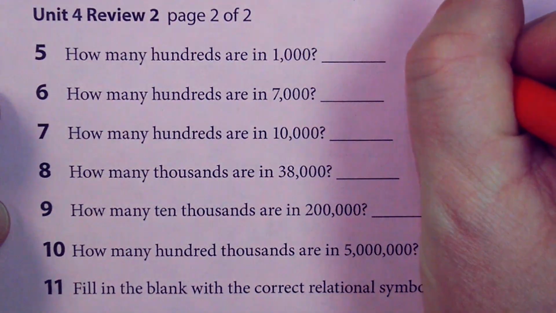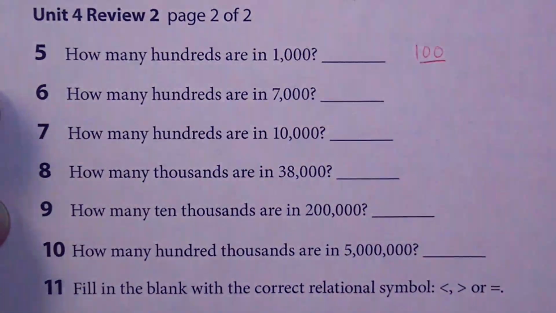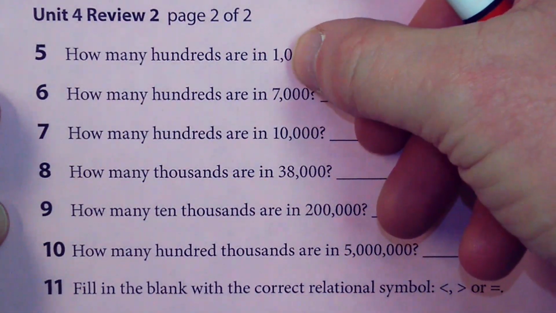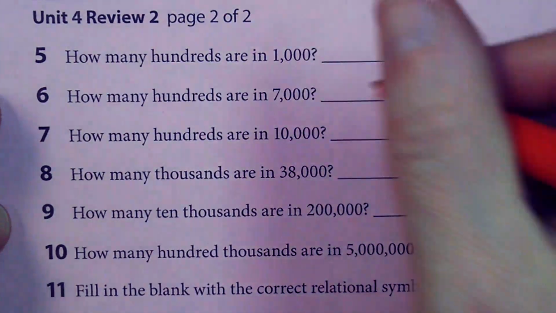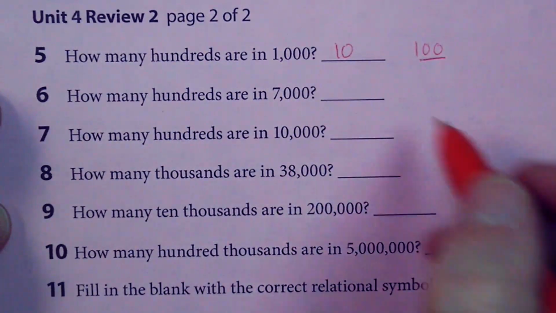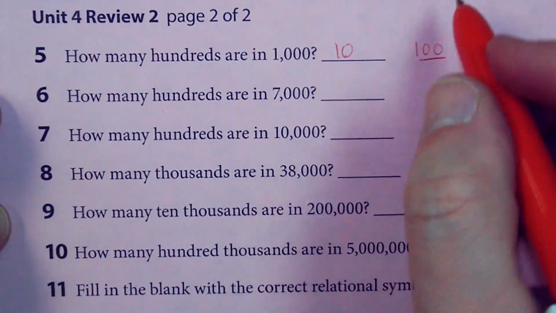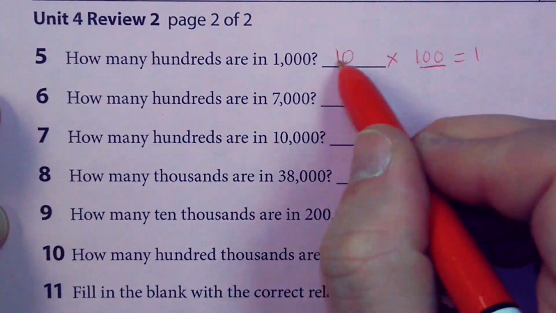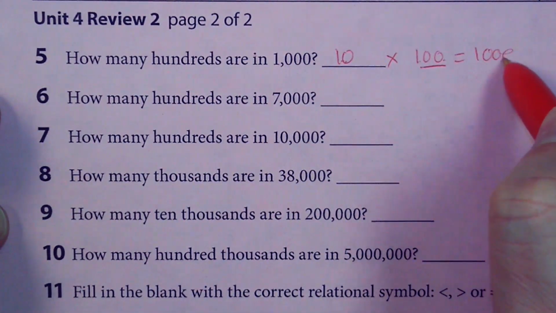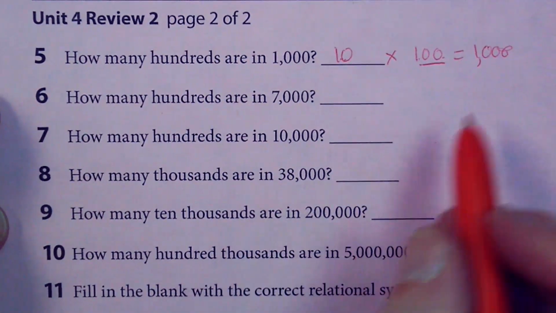Well, we know that hundreds end in 2 zeros, right? So if I cover up those 2 zeros, what does it say? 10. How do I know? If I took 10 times 100, what would I get? A 1 plus the 3 zeros. Ta-da! I just checked my answer.